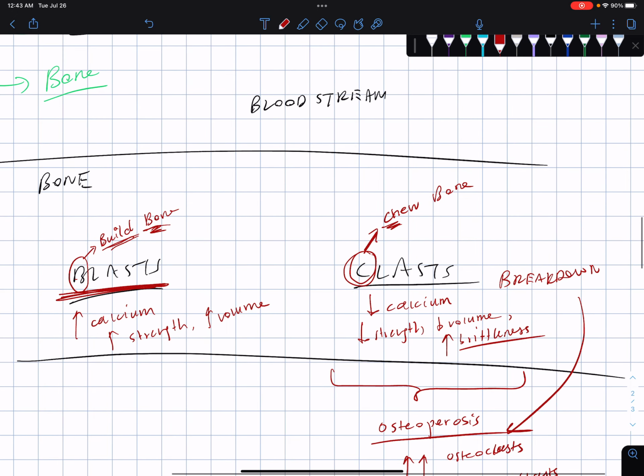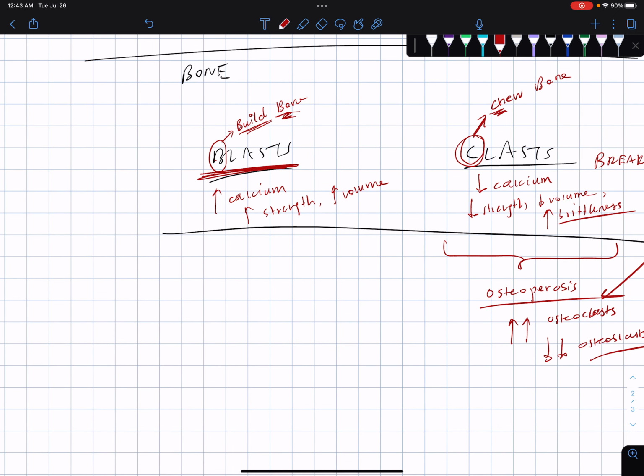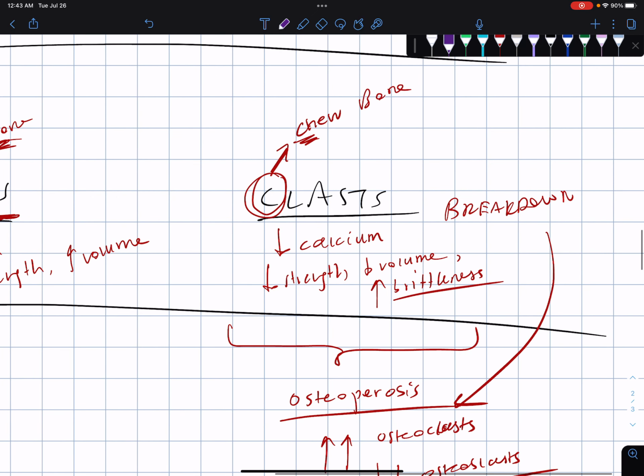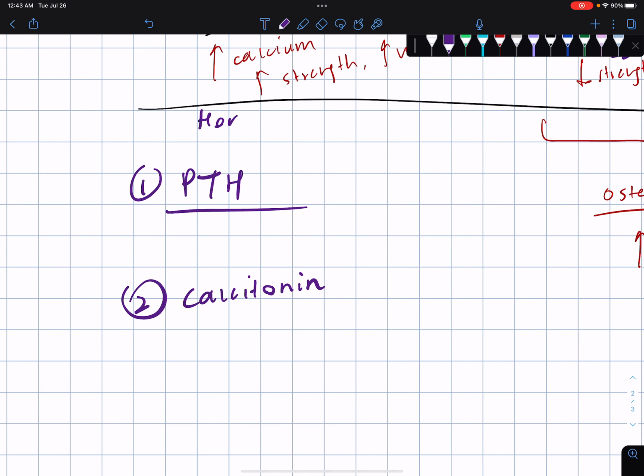So how are osteoblasts and osteoclasts controlled? So this is where we think of two important hormones. The first hormone is parathyroid hormone, or we can just call it PTH, and the second hormone is called calcitonin. And let's go back to the osteoclasts over here. Another good way to remember this is that C stands for chew, right? C can also stand for calcium. So we're going to chew the bone, we're going to take up a lot of calcium, right? So let's get back to our hormones over here that are going to influence osteoblasts and osteoclasts.